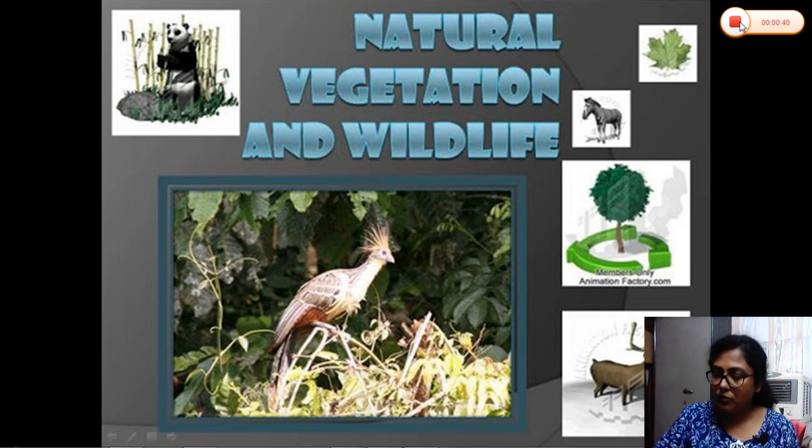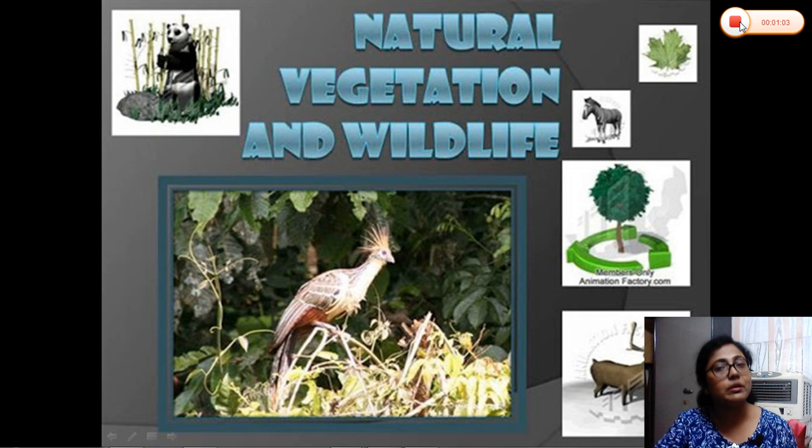So, these three factors, the climatic factor, the soil, and the topography, specifically control the nature of natural vegetation in different parts of India. You can observe that there are different types of natural vegetation found in different parts.